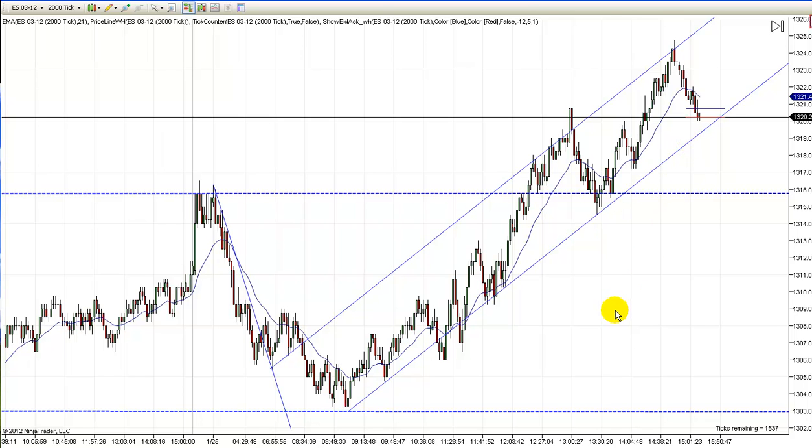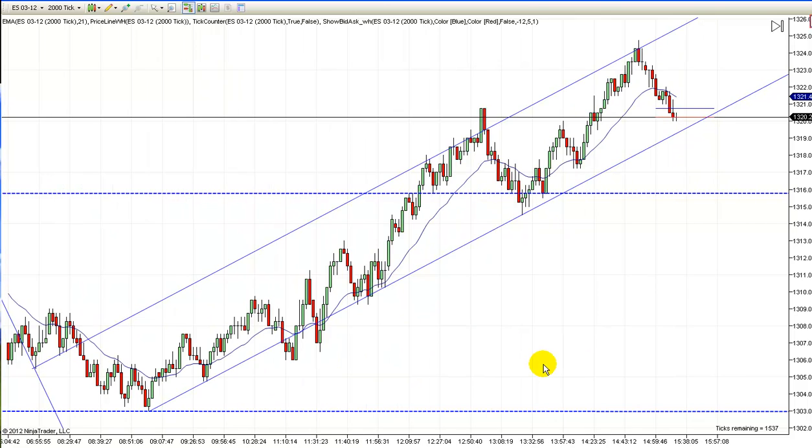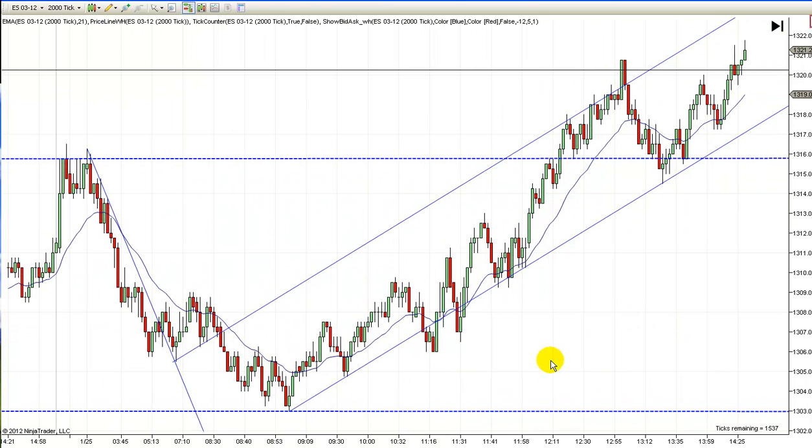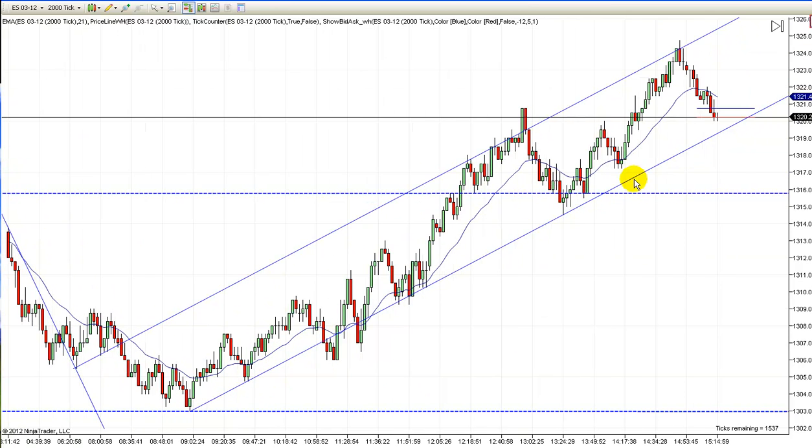And I always teach everybody to start with your first two real swings and draw your trend line off that, and here that is, and let's just make it a little bigger so it's easier to see. If you drew your trend line off these first two swings of the morning, then you pretty much had it all the way up.